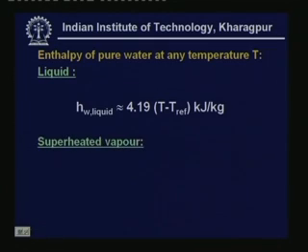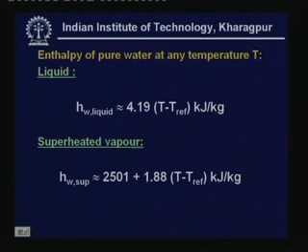Similarly, you can have an approximate equation which is quite good for practical purposes for superheated vapor. For superheated vapor, the enthalpy is given as 2501 plus 1.88 into (T minus T reference). Again here T is the temperature at which you are trying to find the specific enthalpy of water vapor, and T reference is the reference temperature. This equation is valid for water vapor at low pressures, and if you look at this equation, you will find that this 2501 is nothing but the latent heat of vaporization for water at 0 degree centigrade, and 1.88 is an average specific heat for water vapor.